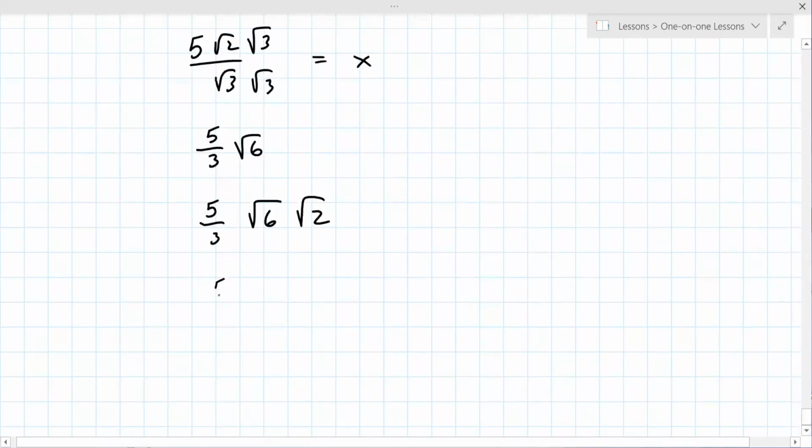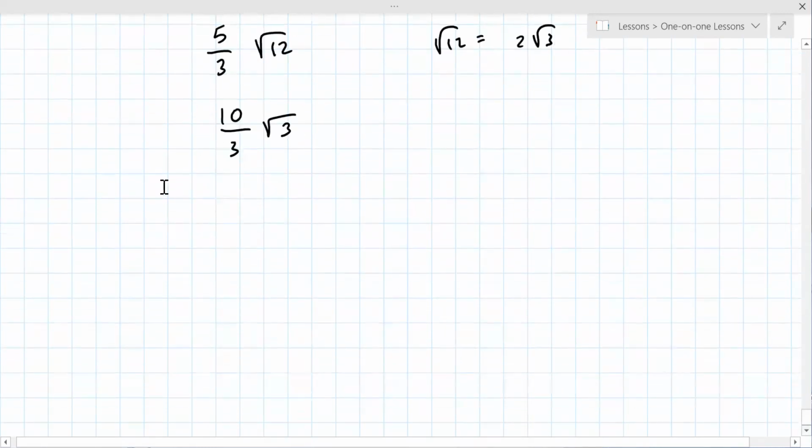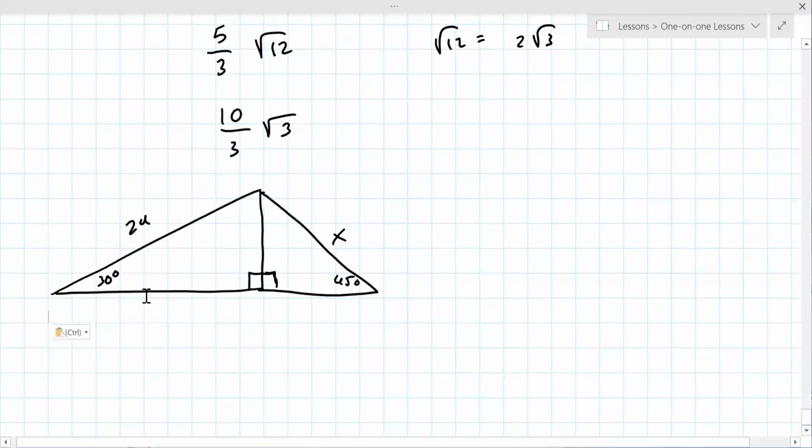And it's 5/3 root 12, so it's like some crazy number. It's like 10√3 over 3, because the square root of 12 is 2√3. So that's pretty crazy, but you should be able to do that. The numbers are bad, but let's try another one here.